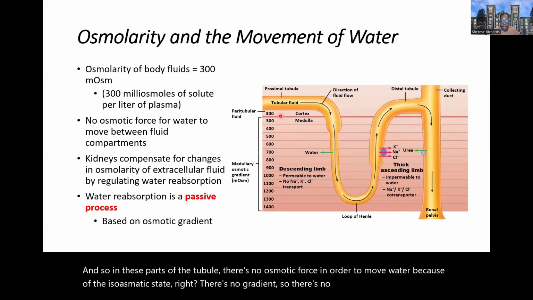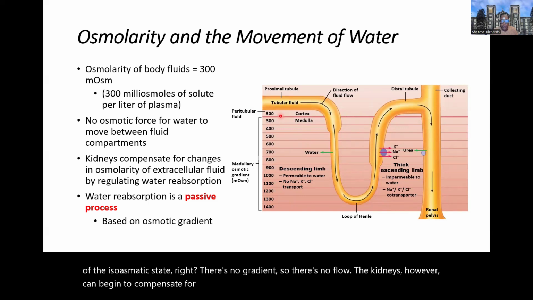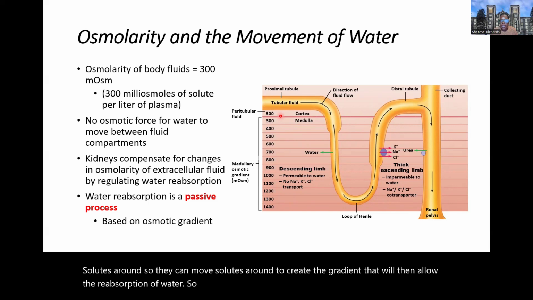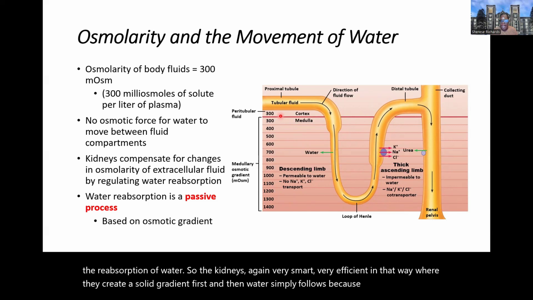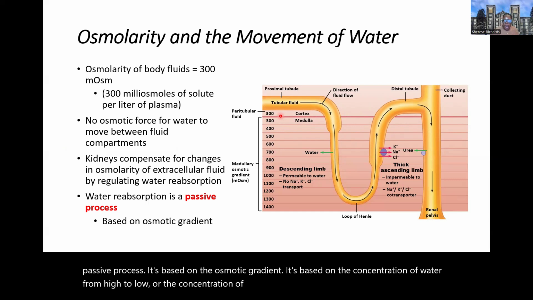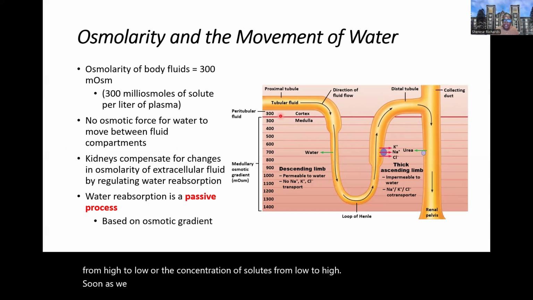The kidneys, however, can begin to compensate for that by moving solutes around, so they can move solutes around to create the gradient that will then allow the reabsorption of water. So the kidneys, again, very smart, very efficient in that way, where they create a solute gradient first, and then water simply follows. Because water movement is a passive process. It's based on the osmotic gradient. It's based on the concentration of water from high to low, or the concentration of solutes from low to high. So as soon as we have established a solute gradient, we have established the basis for water movement.